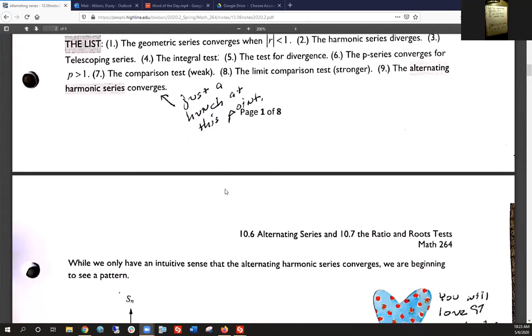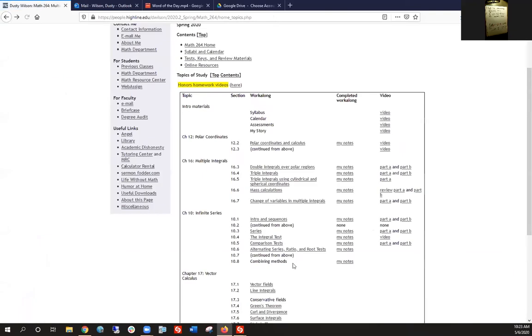I think I have a second drawing on the handouts for those of you that have the handouts. So let me see if I can go there.